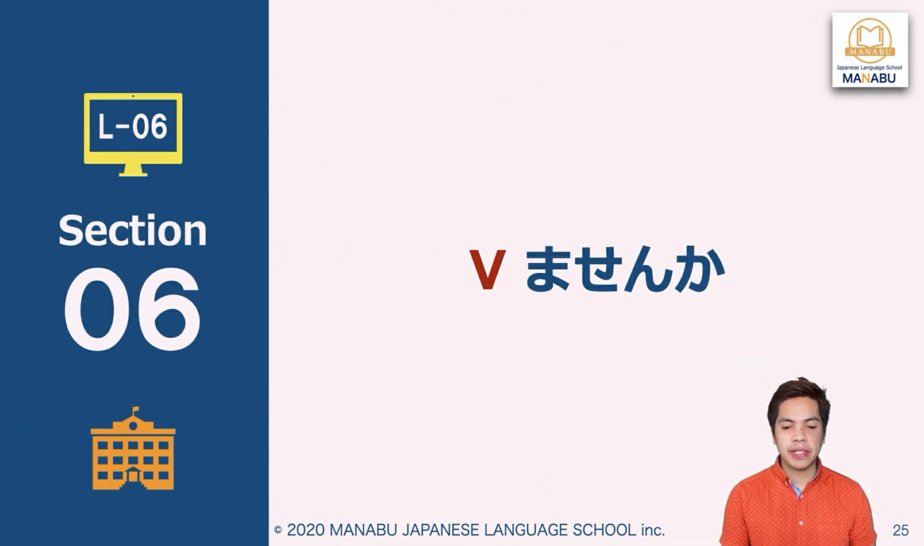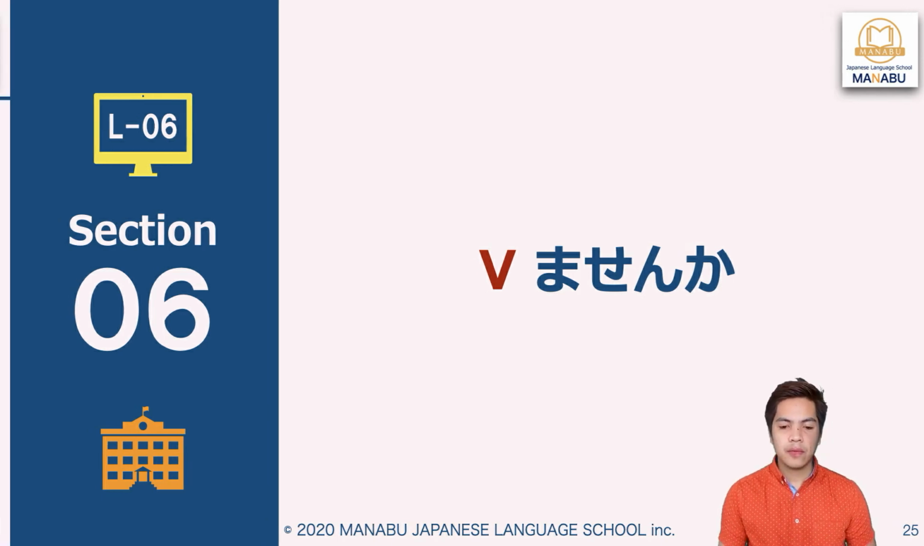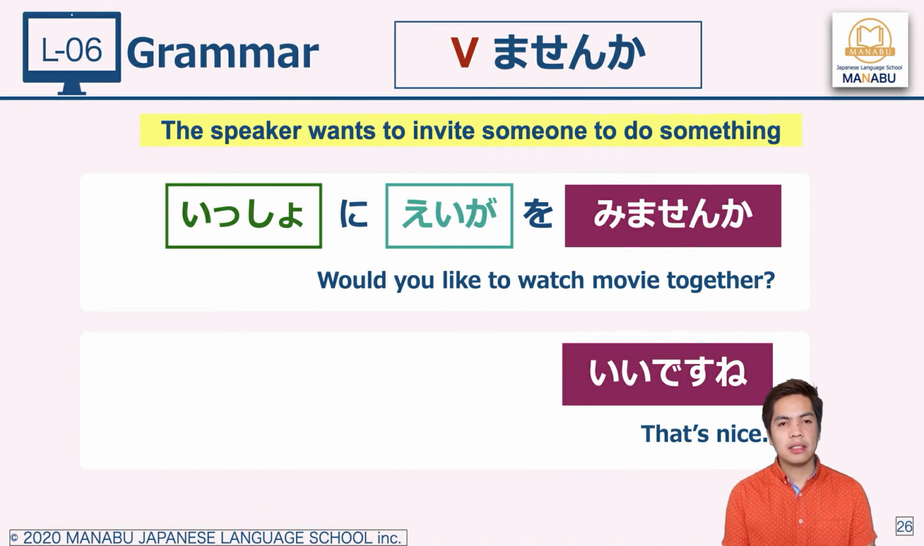Our sixth grammar point is verb masen ka. Verb masen ka. So when we use the verb masen ka, the speaker wants to invite someone to do something. So for example, the verb mimasu. Mimasu means to see or to look or to watch. Eiga o mimasu is to watch a movie. Then we change the mimasu into mimasen ka to express that you are inviting someone. Then the word issho ni. Issho ni means together. So issho ni eiga o mimasen ka? Would you like to watch a movie together?